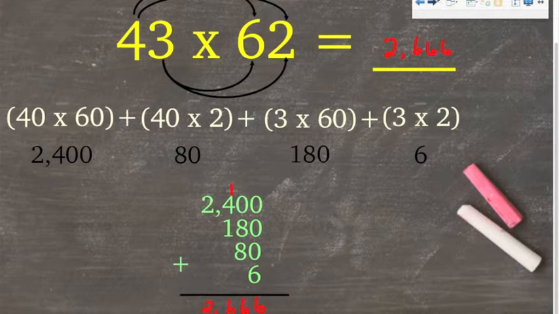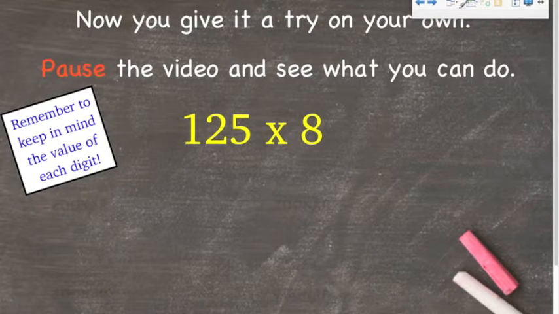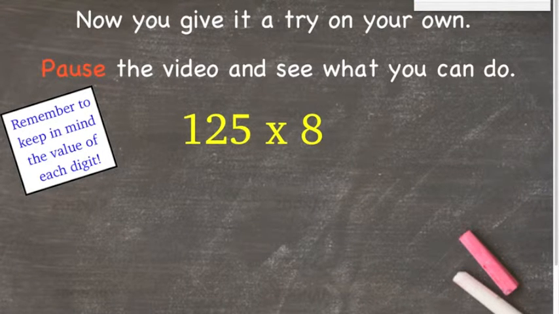Let's see if you can do one on your own. At this point, pause the screen and see if you can figure it out. Now remember, as you go along, to keep in mind the value of each digit. So this is not really a 1, it actually stands for a 100. So pause the screen right now and see how you can do. Good luck.